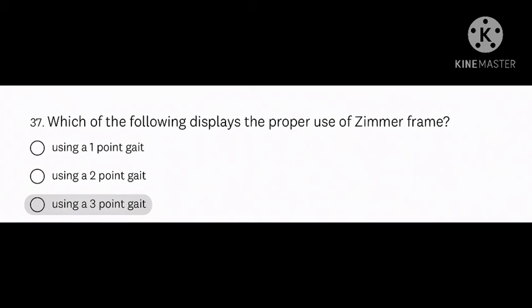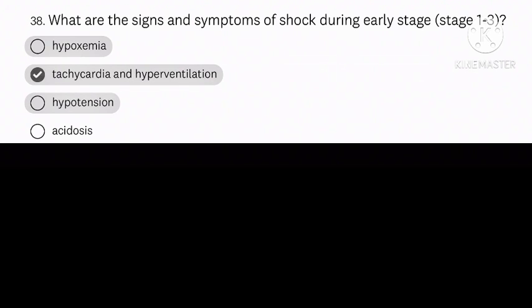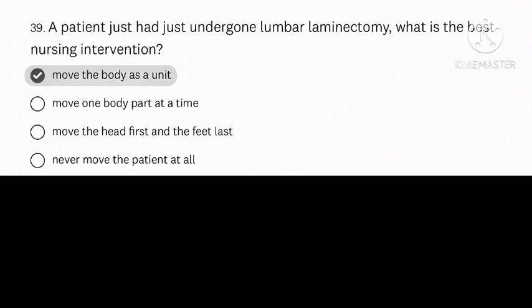Which of the following displays the proper use of Zimmer frame? Using a 3-point gait. What are the signs and symptoms of shock during early stage 1 to 3? Tachycardia and hyperventilation. A patient had just undergone lumbar laminectomy. What is the best nursing intervention? Answer: move the body as a unit.